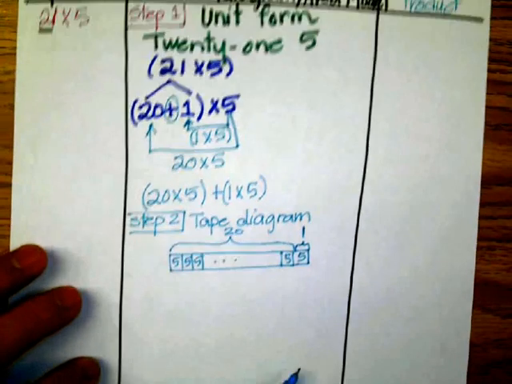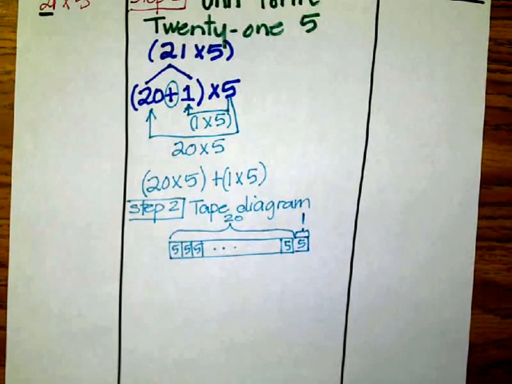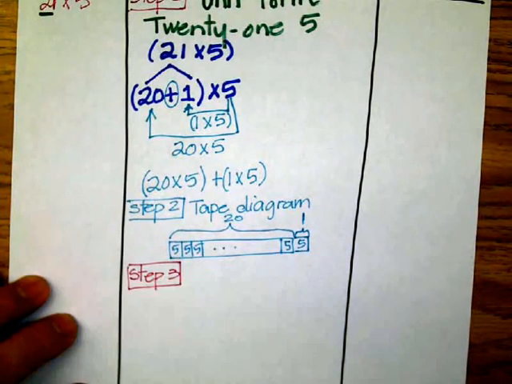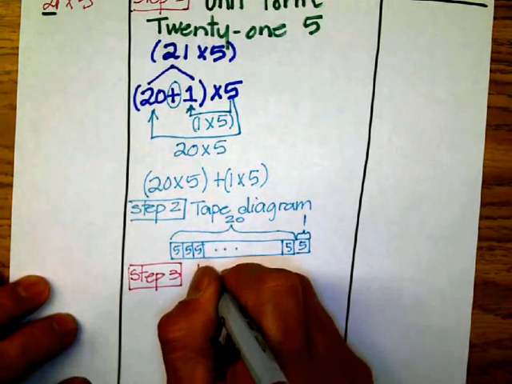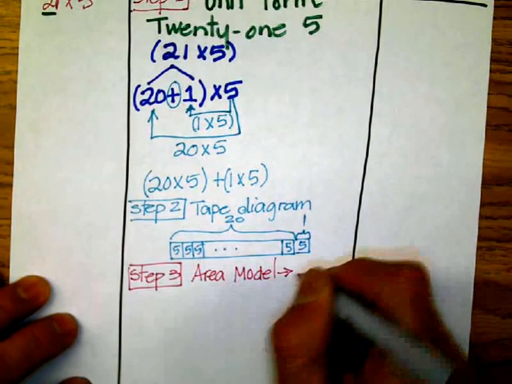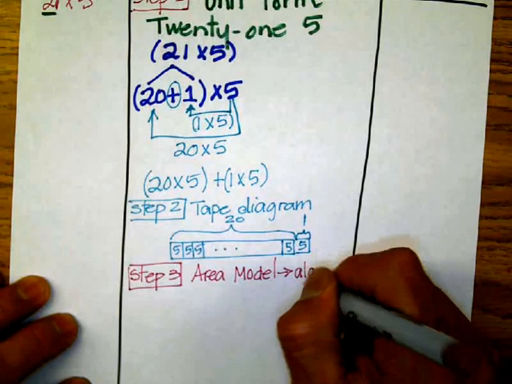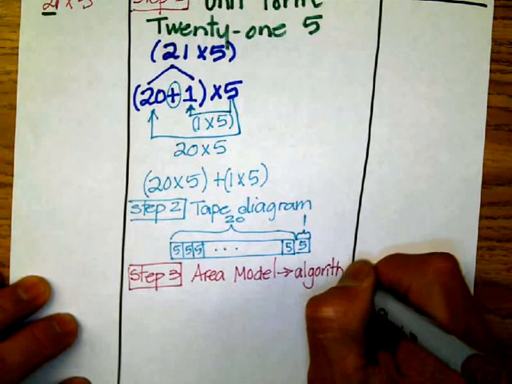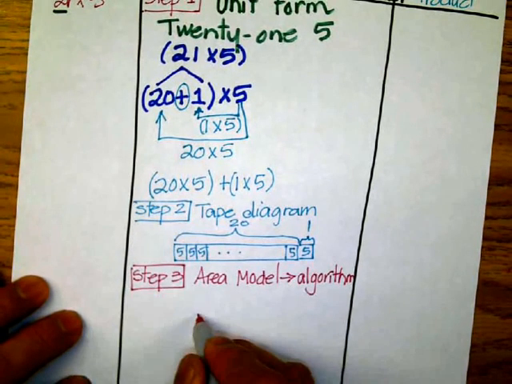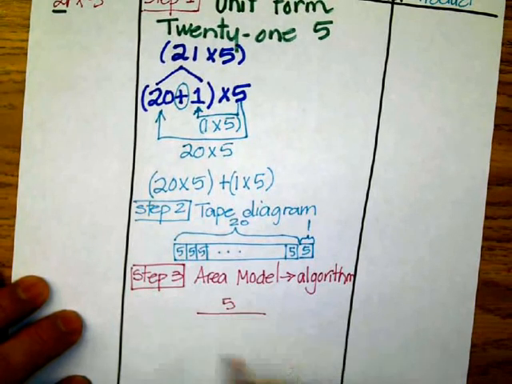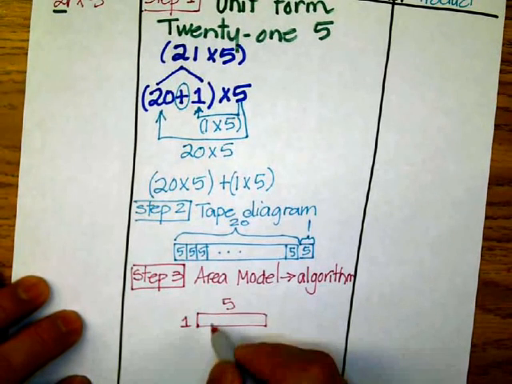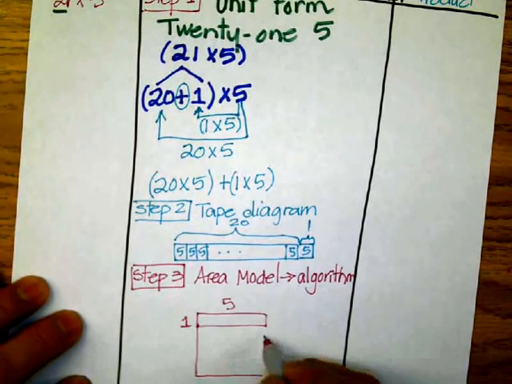Okay, our step number 3 is we have to now use the area model, and that leads to the algorithm. Okay, so here we go. So we have 25. So the unit we know is 5 because both of the numbers are multiplied by 5. And then we have 1 times 5. So we only have 1. And then we have 2 tens. So here's the area for that one.